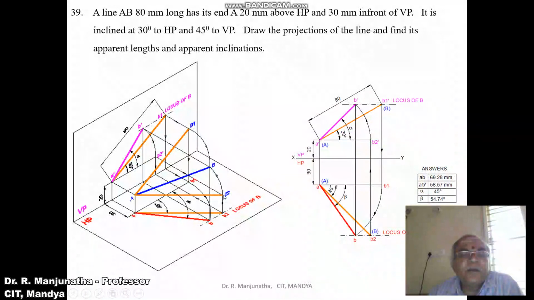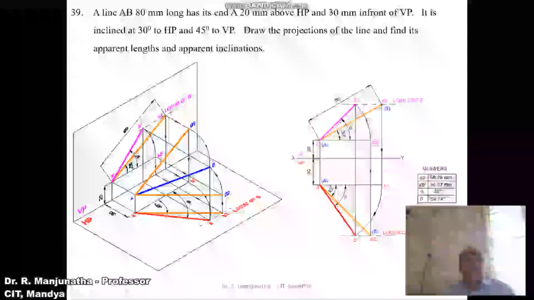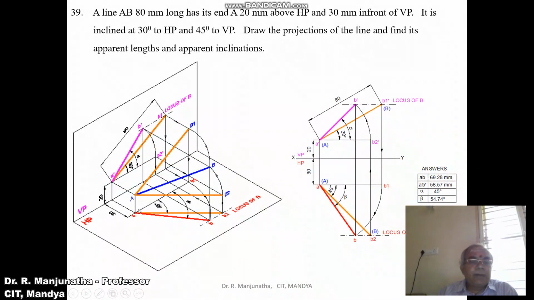In other words, when you are rotating it in space, that means with A dash as center and A dash B2 dash as the radius, you draw an arc such that it will cut the locus of B in the front view, so that you will get this point as B dash. Join A dash B dash with the dark line, and you will get the alpha inclination. So this is how you will be able to find the apparent length and apparent inclination of the problem.